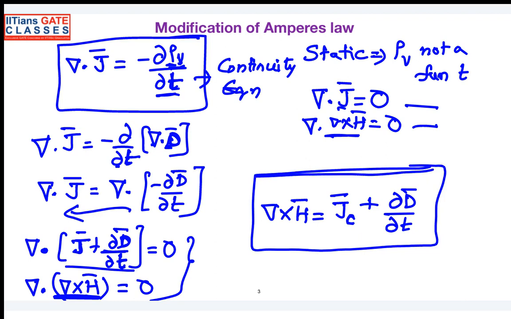So actually, if you go back from this same equation, you can go back to the static fields also. In static fields, dou D by dou T will be 0, so you straight away get curl of H is equal to J. But in time varying fields, there is a change of flux with respect to time that also causes some additional current. That I am calling a displacement current.